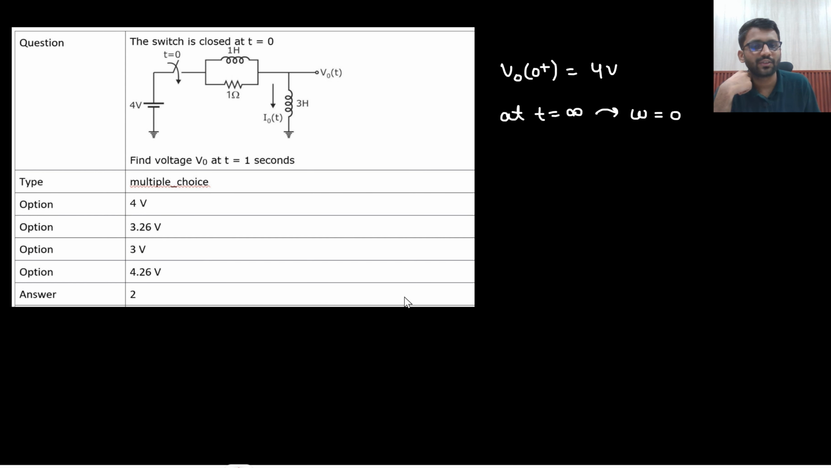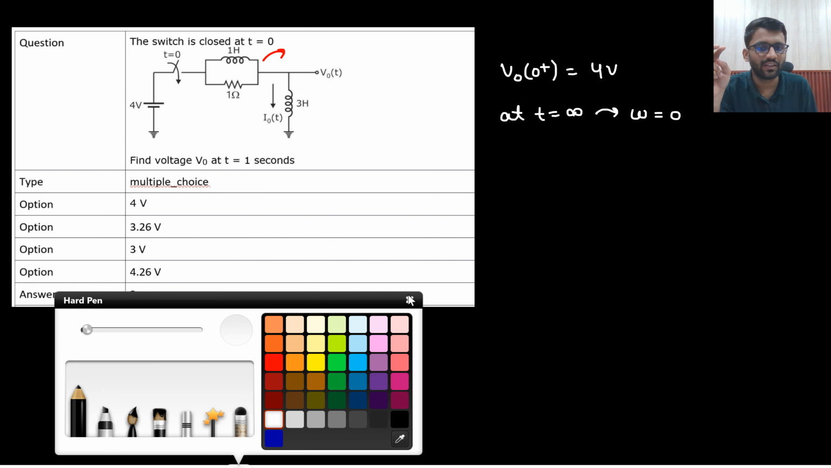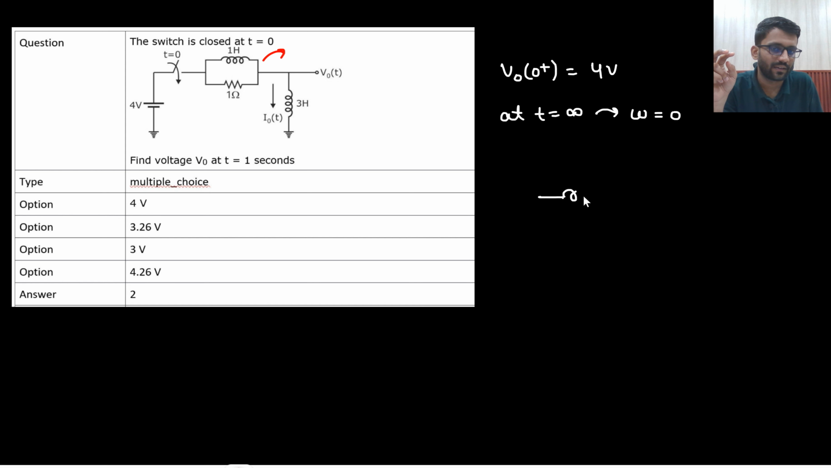If frequency content is omega equals to 0, then how will this be replaced? Omega equals to 0 means very less impedance, and this is some finite impedance. So the parallel combination of R and L can be replaced with the simple L only, right? And this is replaced with 3 Henry. And this is your 4 volt.